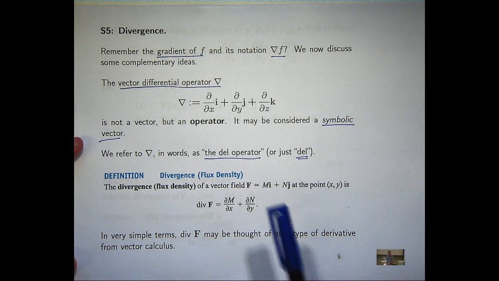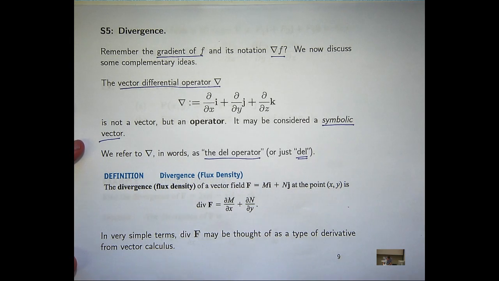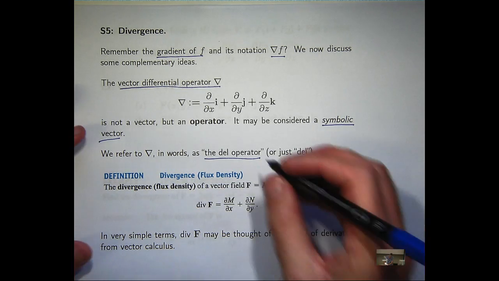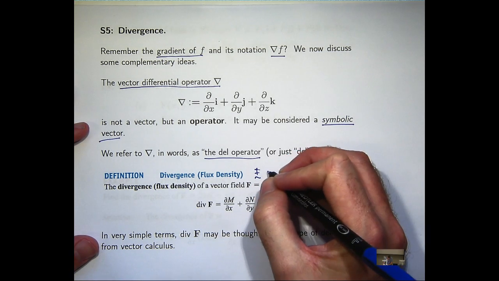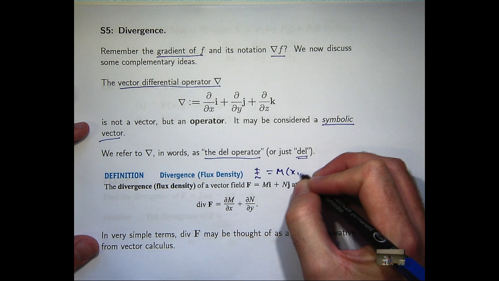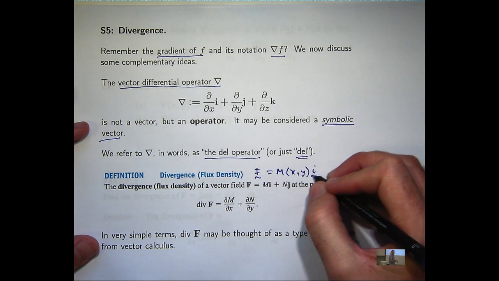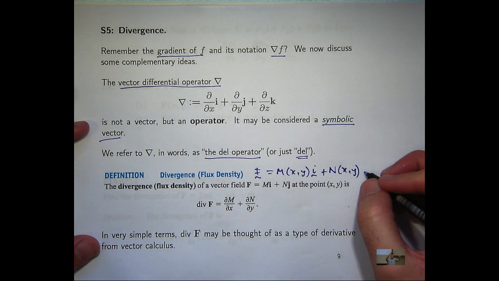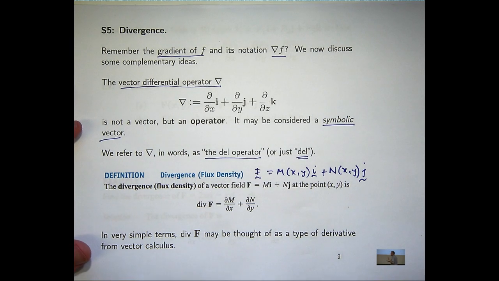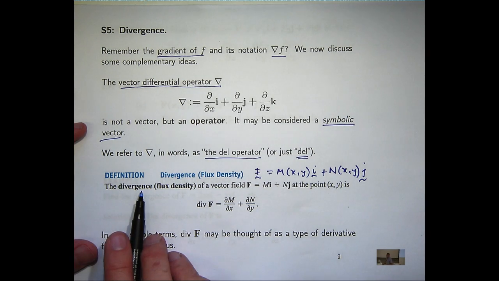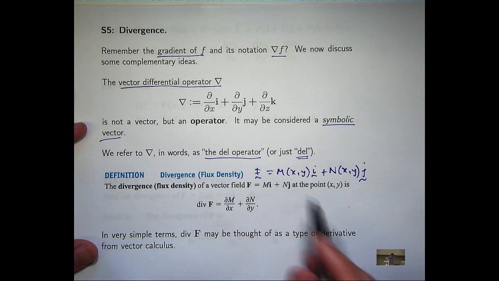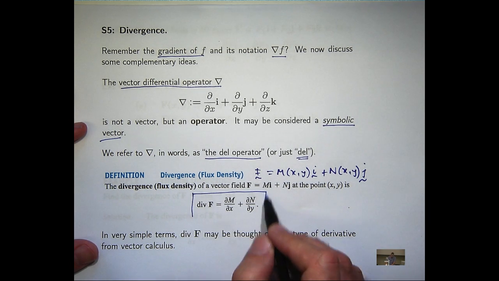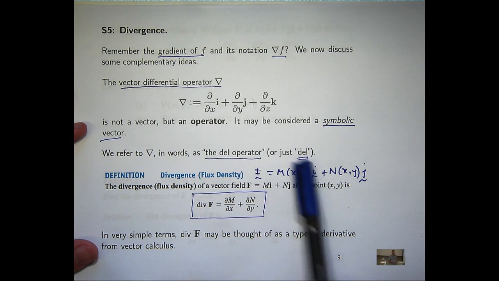Okay, well, let's introduce a basic definition involving flux density and divergence of a vector field in the plane. So suppose m and n are each, say, functions of two variables, then we can define the divergence, also called the flux density, of a vector field at some point. It's just the sum of these partial derivatives.